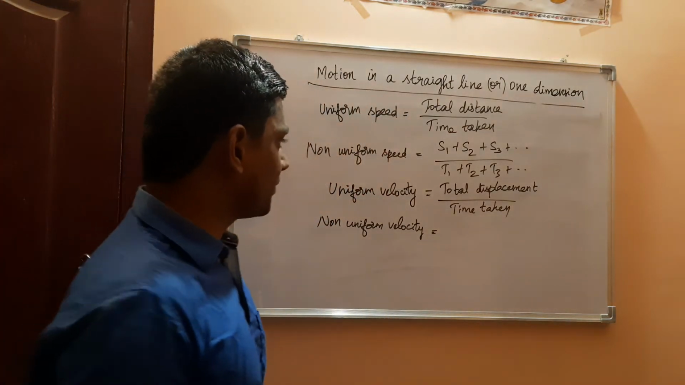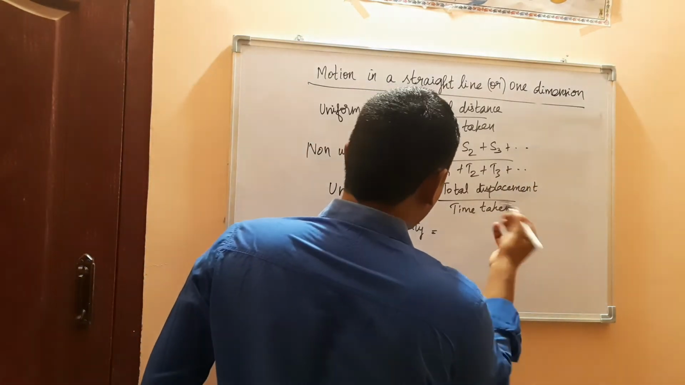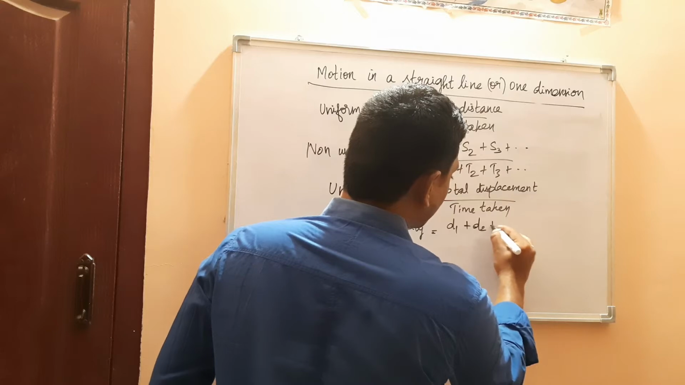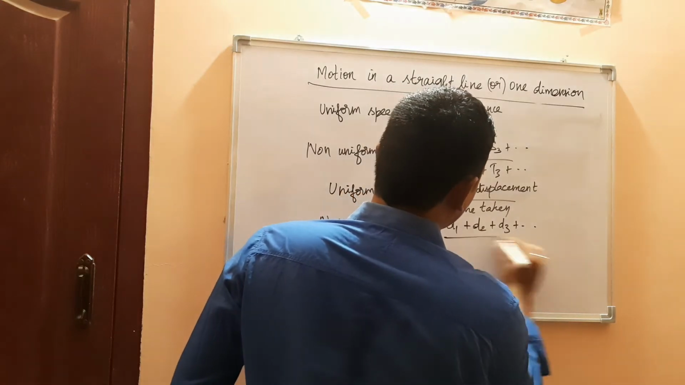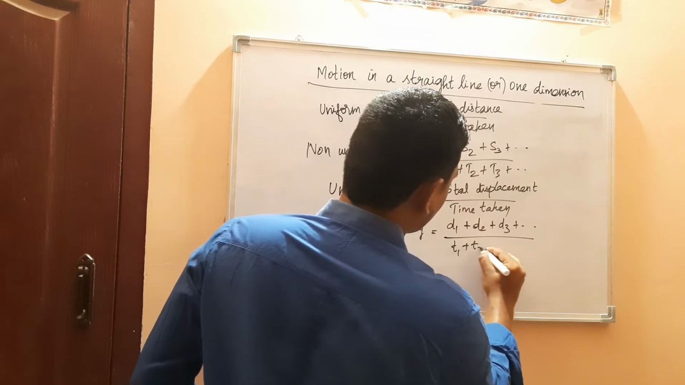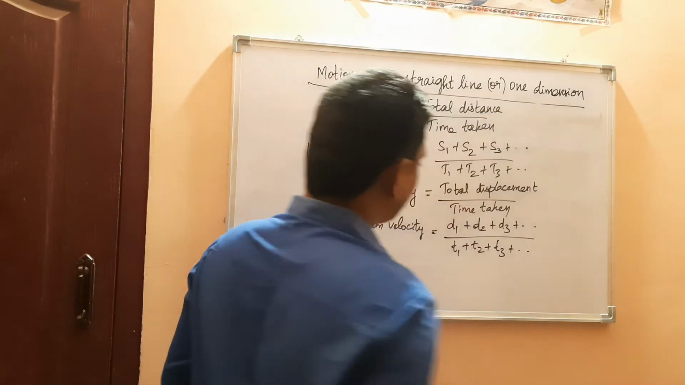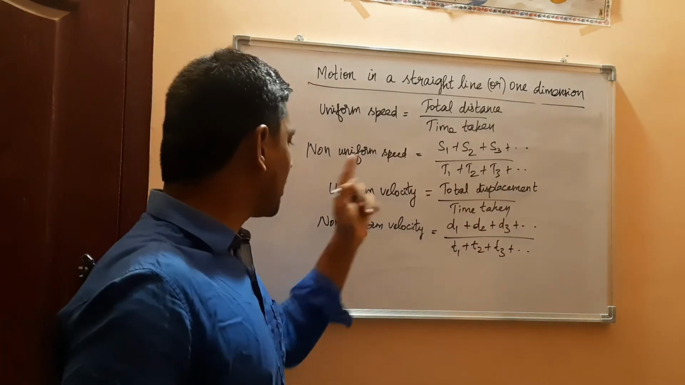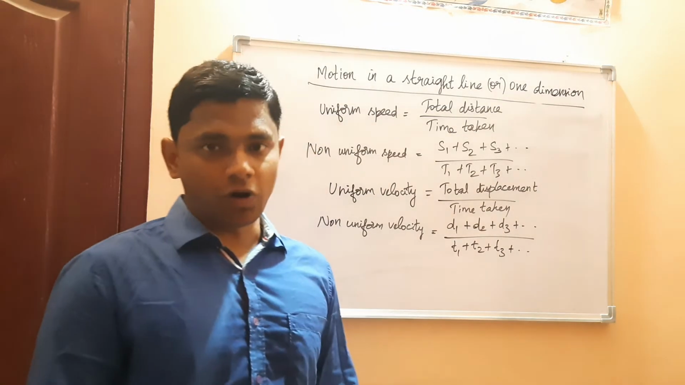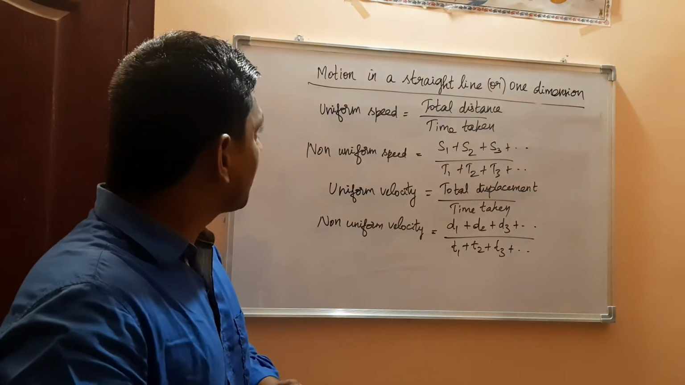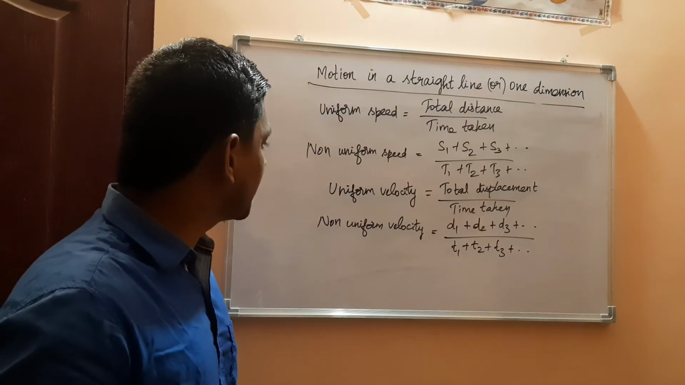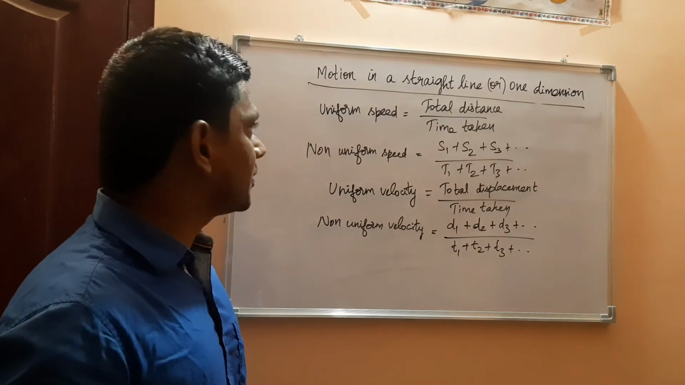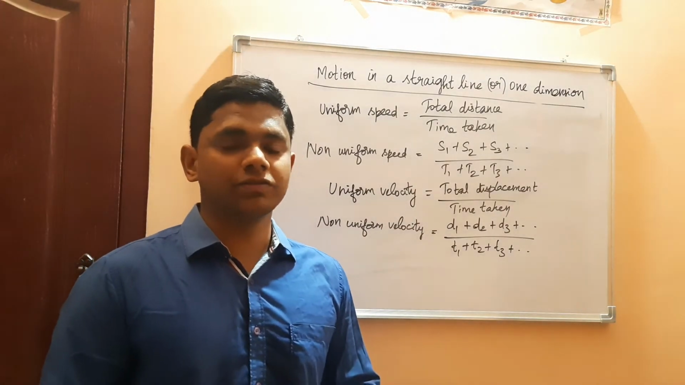that means if the body covers d1 displacement in t1 amount of time, d2 displacement in t2 amount of time, d3 displacement in t3 amount of time, you need to use this kind of formula because the displacement is different for different intervals of time. We have to use this formula in order to calculate the non-uniform velocity of a body. This is all about uniform and non-uniform speed and velocities. These are the main formulas which we have to know in order to tackle the problems in this topic, that is the motion in a straight line.